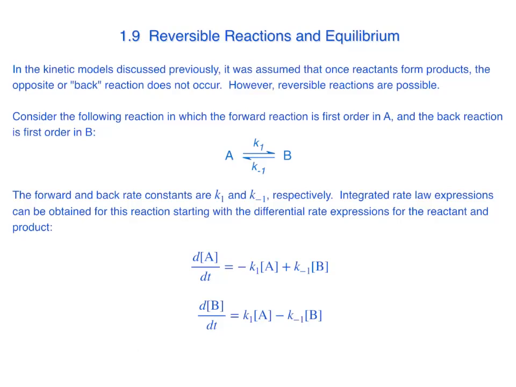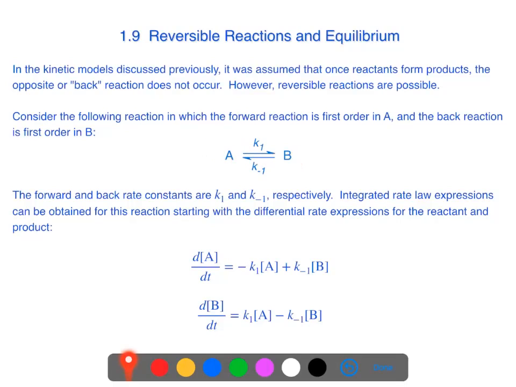So let's consider the following reaction, in which the forward reaction, A to B, is first order in A, and the back reaction, B giving us A, is first order in B. The rate constants for these two paths: the forward rate constant we'll call k1, and the back rate constant we'll call k minus 1. Integrated rate law expressions can be obtained for this reaction, starting with the differential rate expressions for the reactant and product.